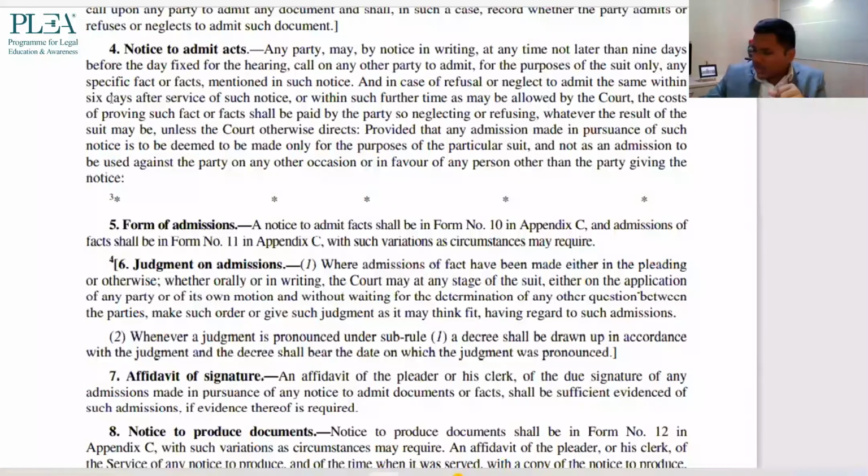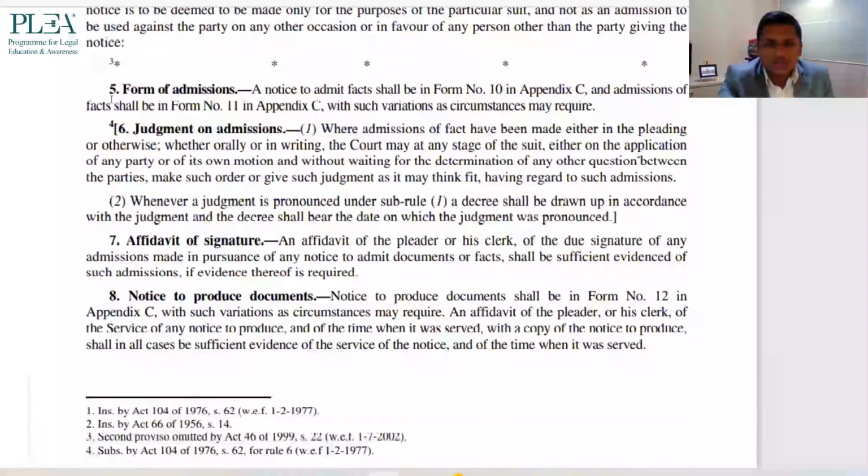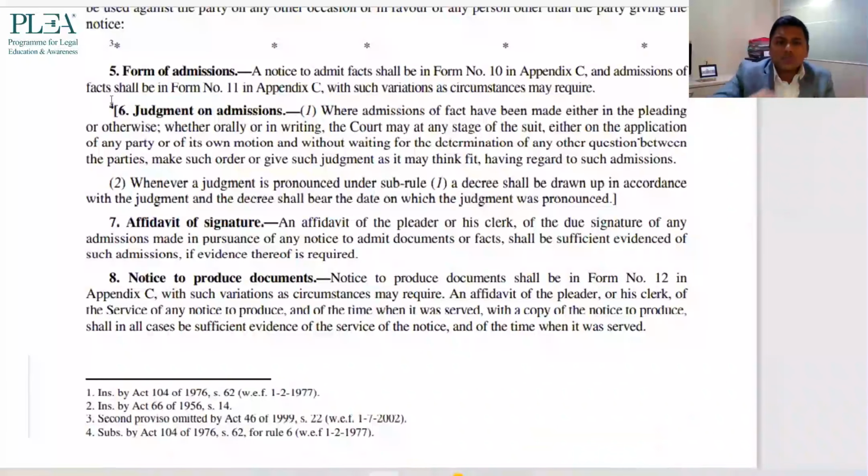Now you see there are various forms of admissions. If you see rule 5, a notice to admit fact shall be in form number 10 in appendix C, and admissions of fact shall be in form number 11 in appendix C with such variations as circumstances may require. This is important. Rule 6, judgment on admission. Because ultimately, why do we do all this? It is for the judgment of the court.